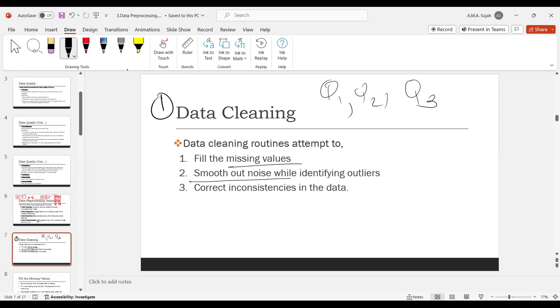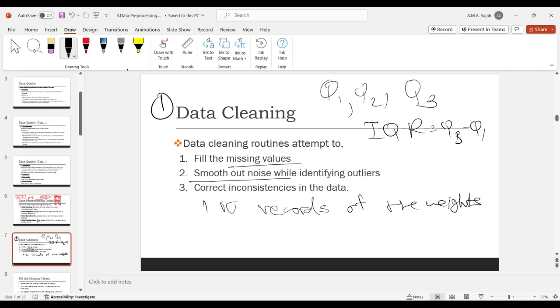So Q1, Q2, Q3, the quartiles. Then we need to find the interquartile range, Q3 minus Q1. Using this there is an equation. Let's say you have 100 records of weights, for a particular area or particular school. Definitely we have some obese people, or likewise there are some possibilities. Outliers may also be because of mistakes, where they recorded some error values.